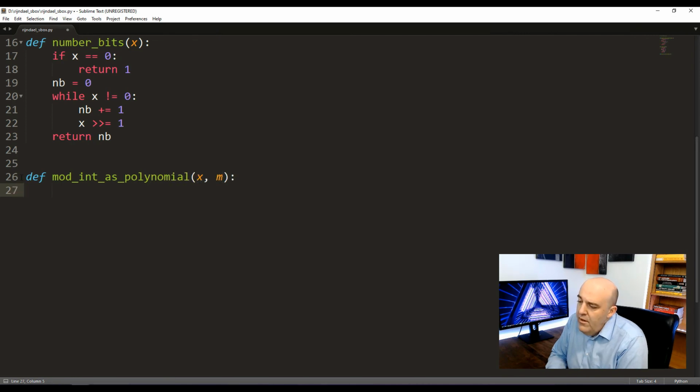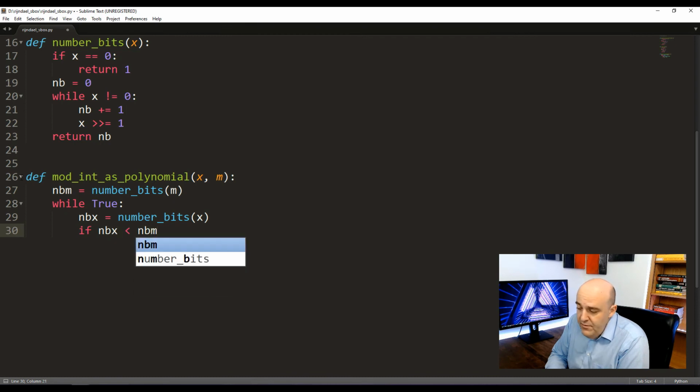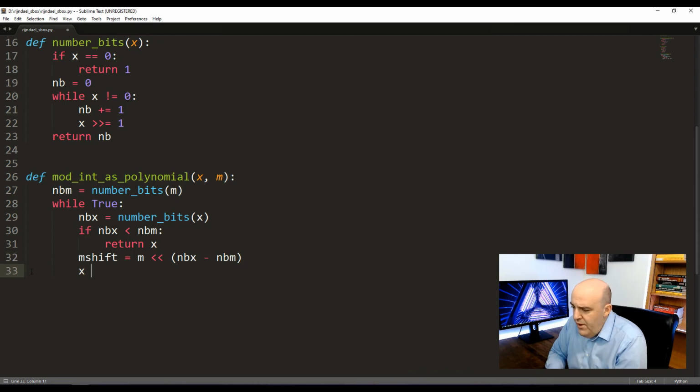So now we define the next function, mod int as polynomial, and it takes integers x and m as parameters. Let's define nbm as the number of bits of m. That'll stay the same throughout the entire function. And then we'll enter a while loop, and we'll define nbx to be the number of bits of x. If the number of bits of x is less than the number of bits of m, we know we're done and we just return x. Otherwise, we define a shift of m. We define m shift to be m left shifted by the differing number of bits, so nbx minus nbm. And then we XOR m shift onto the current value of x, and then redefine x as that. And that really has the effect of eliminating the highest, most significant bit of x. And that will eventually make it so the number of bits of x will be less than the number of bits of m. And then we'll break out of the loop.